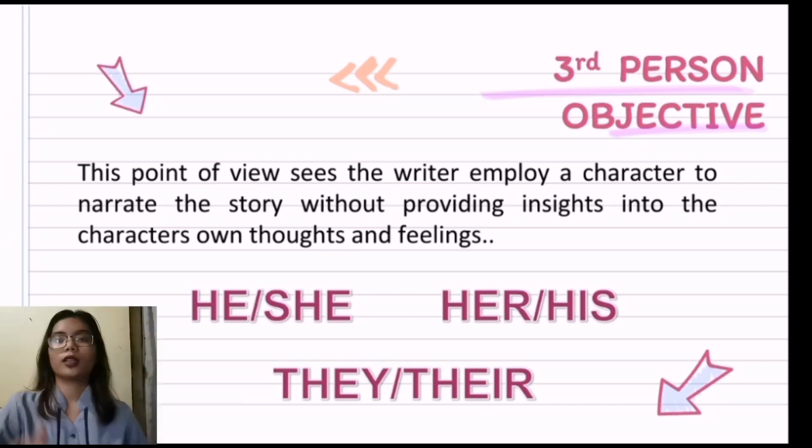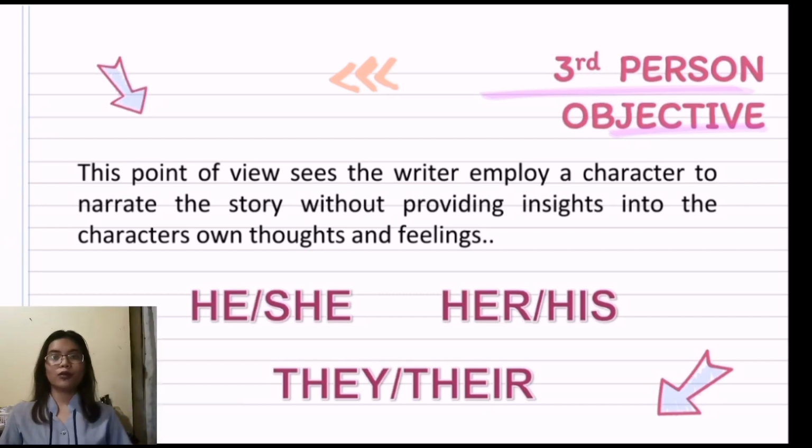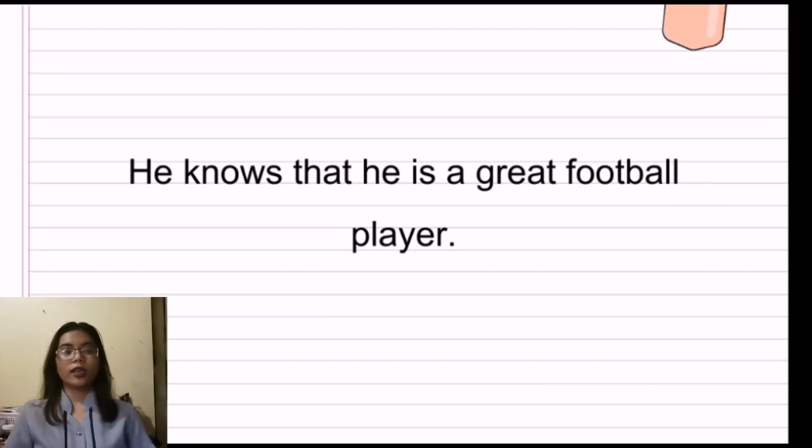Just like the other points of view, we have pronoun clues here: he or she, her or his, and they or their. He knows that he is a great football player. So the narrator here, or the character, is telling the story, and the pronoun that is used here is he, which is included in the pronoun clues of the third person objective.